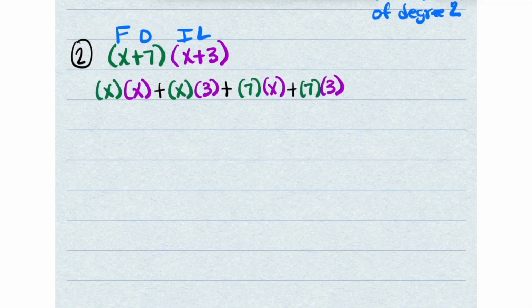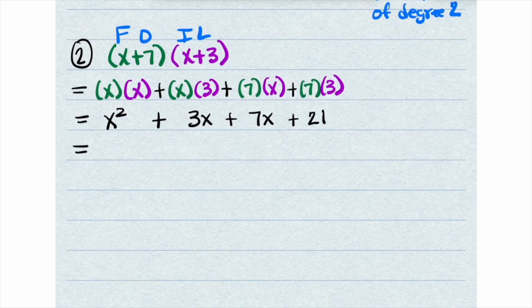Now let me check myself because y'all know I'll be moving fast. So let's see. The first, x times x. The outside, x times 3. The inside, 7 times x. And the last, 7 times 3. Cool beans? Right, so now this is x squared plus 3x plus 7x plus 7 times 3 is 21.